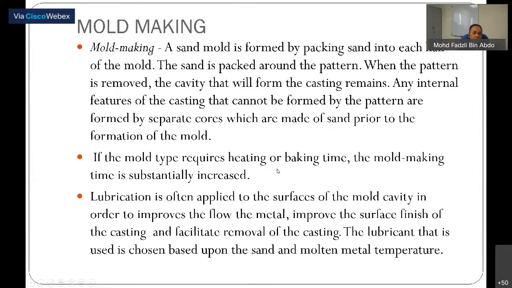If the mold type requires heating or baking time, the mold making time is substantially increased. And then ni tadi saya cakap lubrication untuk remove. Lubrication is often applied to the surface of the mold cavity in order to improve the flow of the metal, improve the surface finish of the casting, and facilitate removal of the casting. The lubricant that is used is chosen based upon the sand and molten metal temperature.